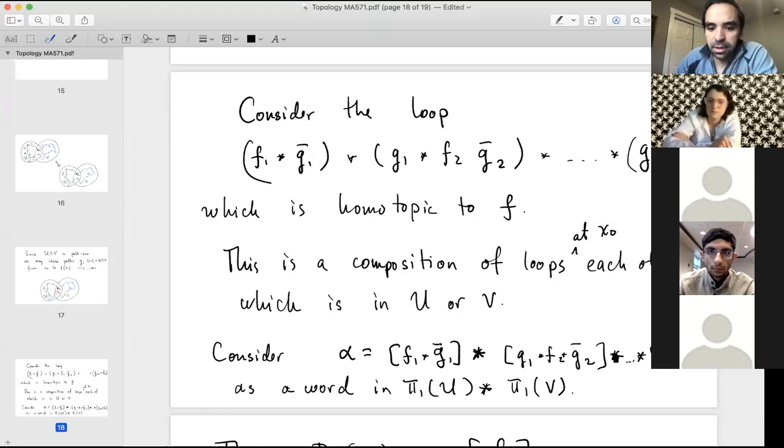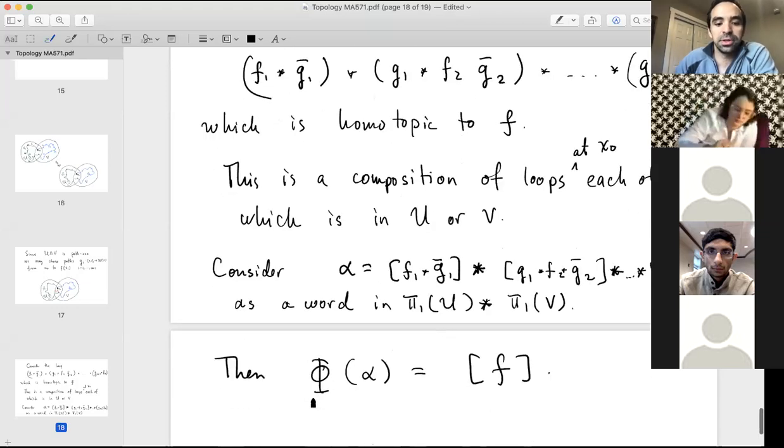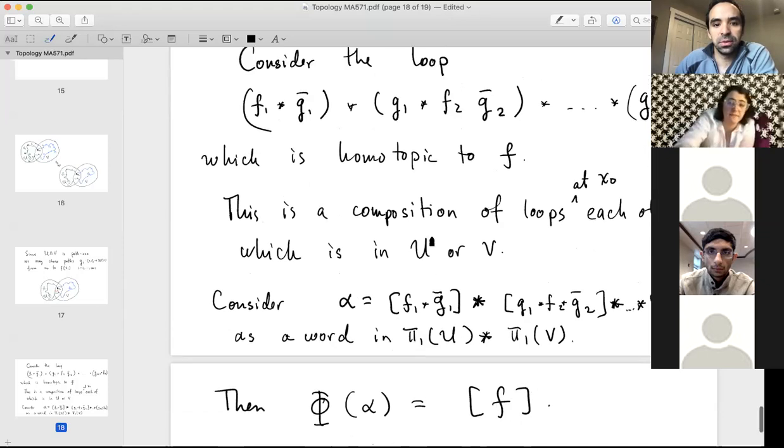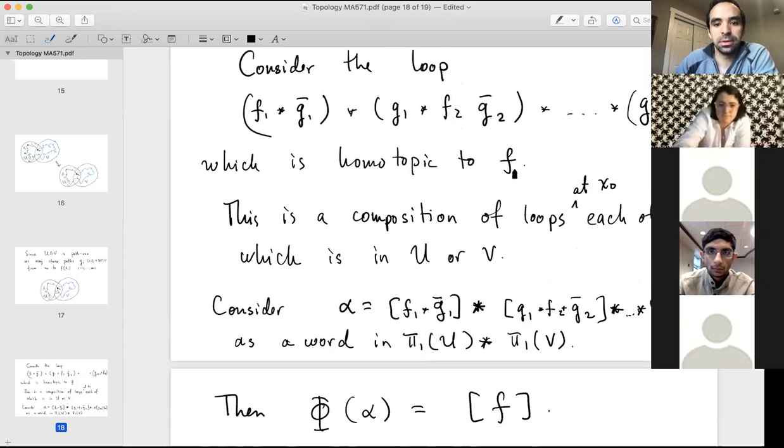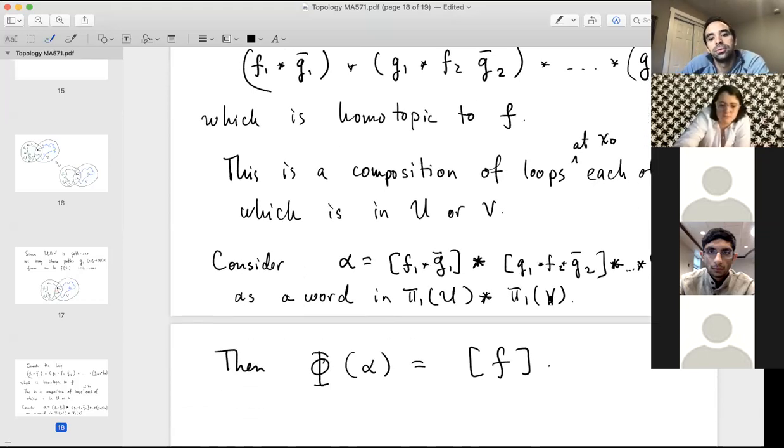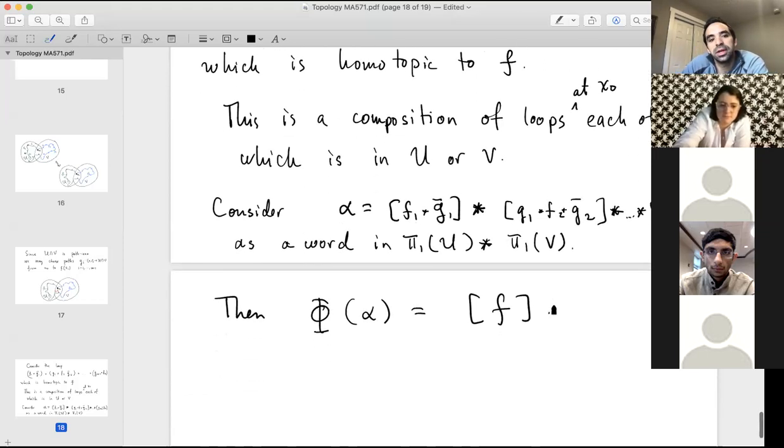Which in some sense they're the same, but yeah, they're different as well. So consider the following word. Each of these is a homotopy class of loops either in U or V, right? So this is a word in the free product. And then by construction, this word satisfies this, since we just said this is homotopic to f. And that's the proof of surjectivity.